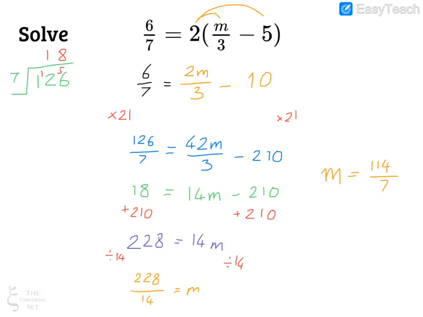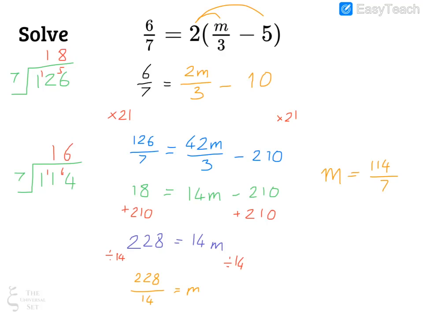Or perhaps what we can do is change it into a mixed number. Let's do that. So we want to think, how many 7s can we get into 114? Maybe we'll reach for the bus stop again. How many can I fit into 1? None of them, so I carry that 1 across. How many 7s can I fit into 11? 1 of them, with a 4 left over. How many 7s can I fit into 44? I reckon I can fit 6 in, and there are 2 left over.